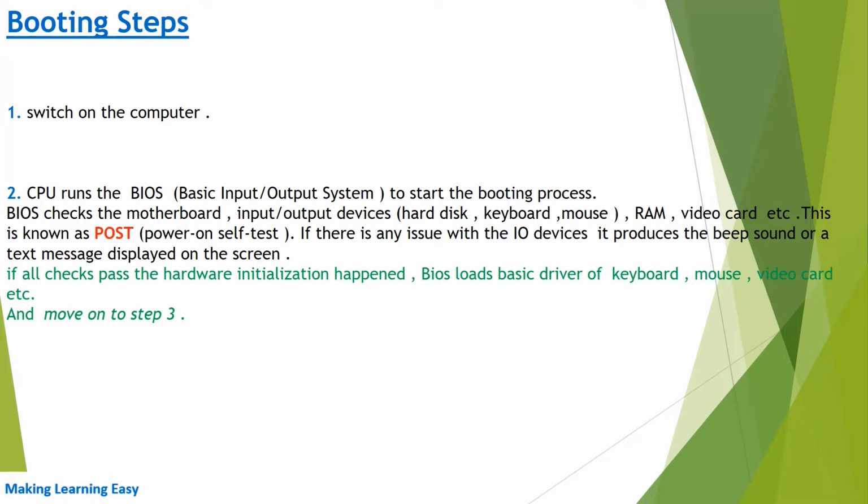First, we switch on the computer. After we switch on the computer, CPU runs the BIOS to start the booting process. BIOS checks the motherboard, input output devices like hard disk, keyboard, mouse, main memory, RAM, video card, if those are working fine or not. So this hardware check is known as POST, power on self test.